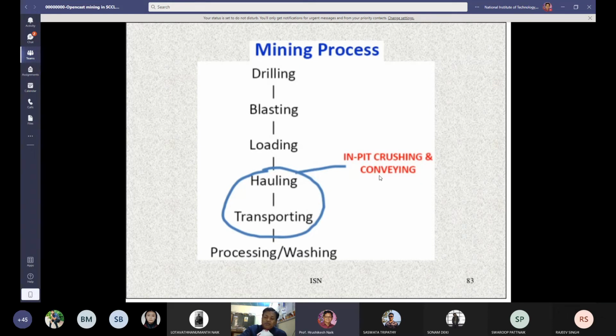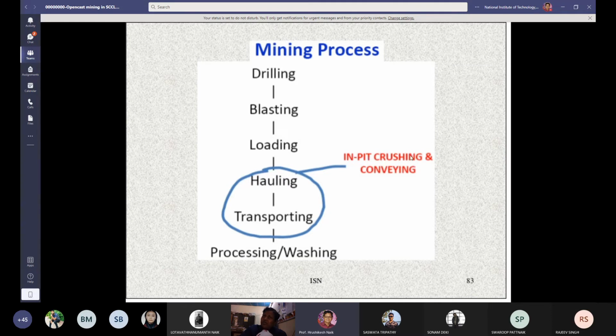In the pit itself, in the mine itself, you will have a crossing plant. So after drilling and blasting is done, the material will be loaded and taken to the crosser, to the crossing plant, and after the material is crossed to the required size, it will be conveyed with the help of a belt conveyor system. So the crossing plant, the crosser, will be located in the pit itself, inside the mine. Therefore it is called in-pit crossing and conveying.